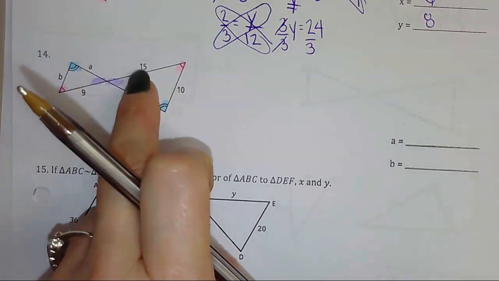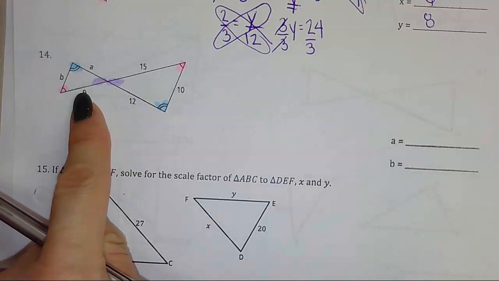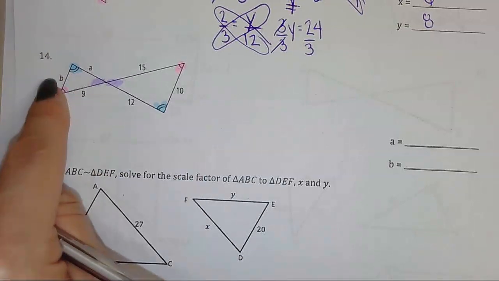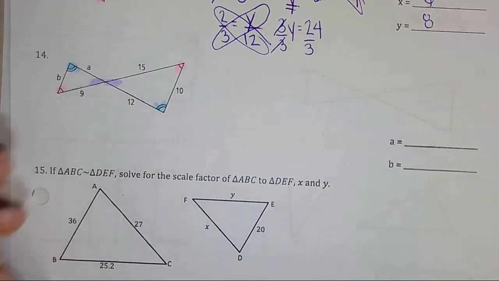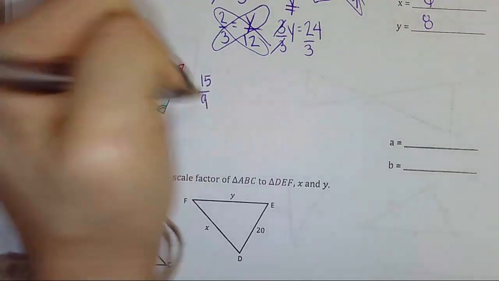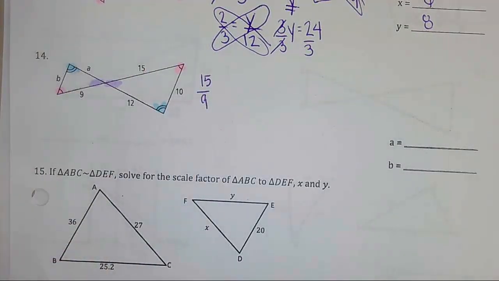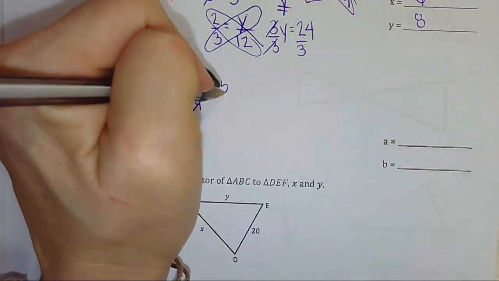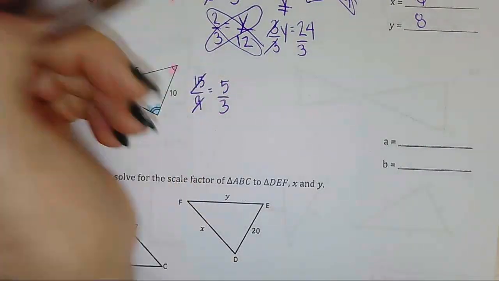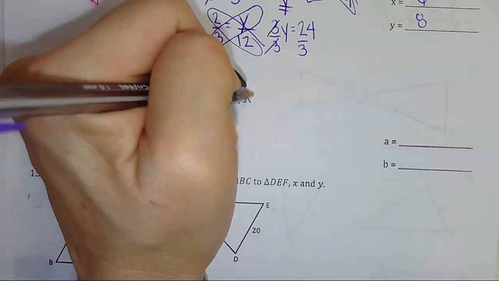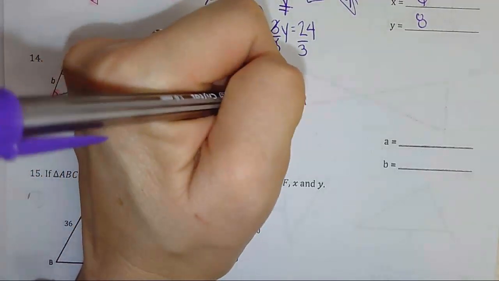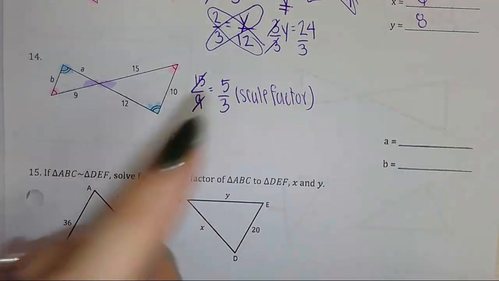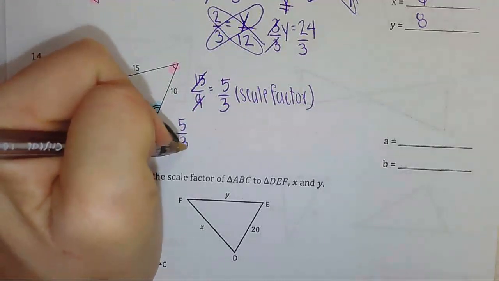This 15 is between pink and purple, and 9 is between pink and purple. All right, to find my scale factor, I can't use this side and this side because one of them I don't know. So start with what you know. I'll do 15 over 9, this side over this side. You can do 9 over 15, that's totally fine. I'm going to reduce by 3, and I'm going to get 5 over 3. So I know that my scale factor is 5 over 3.